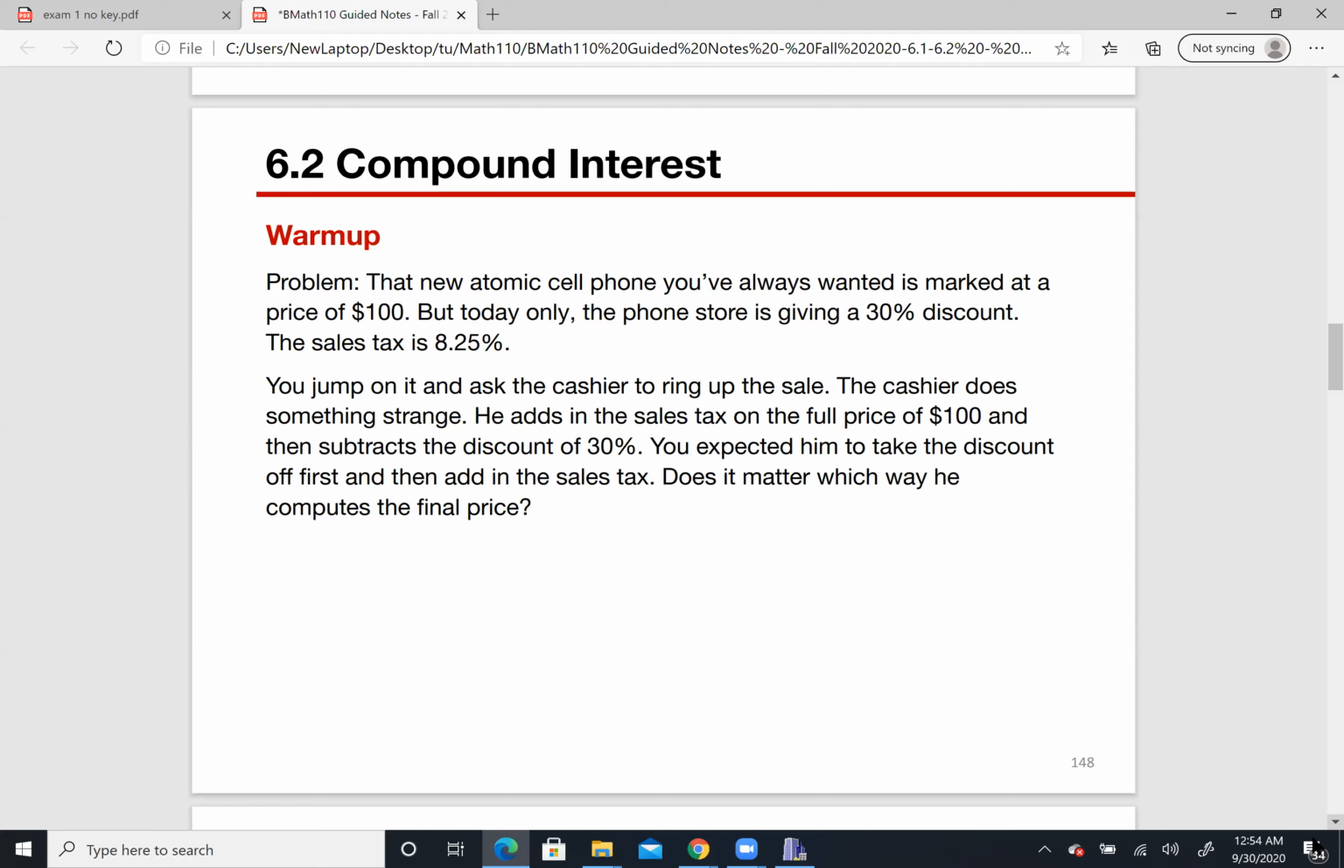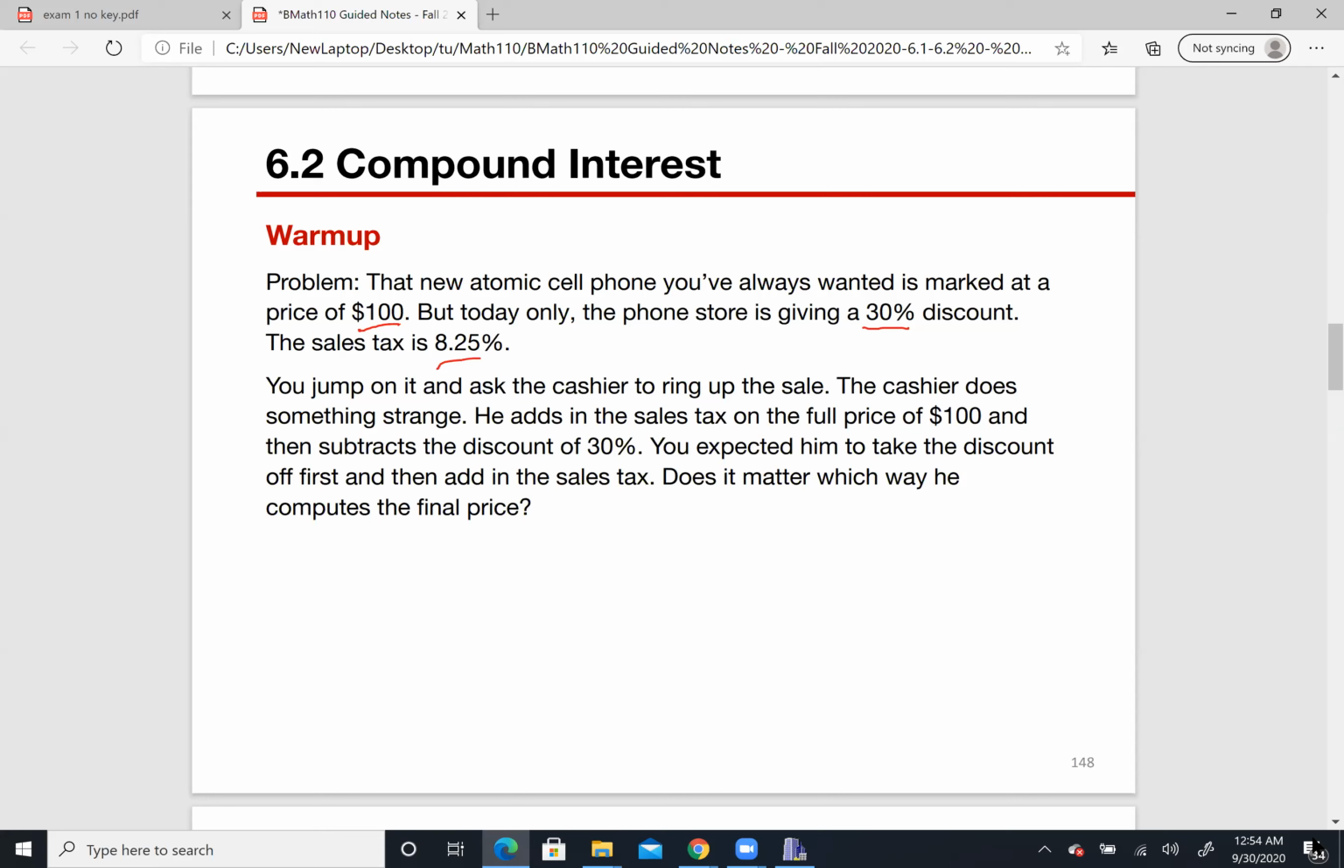So what is compound interest? I'm going to talk about that later, but for now, let's warm up a little bit with a problem. A new atomic cell phone you've always wanted is at a price of $100. But today only, the phone store is giving a 30% discount. The sales tax is 8.25%. Okay, you jump on it and ask the cashier to ring up the sale.